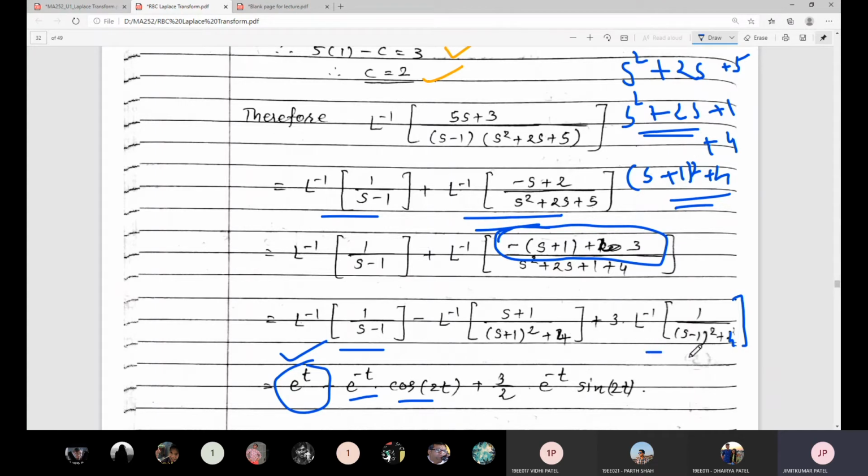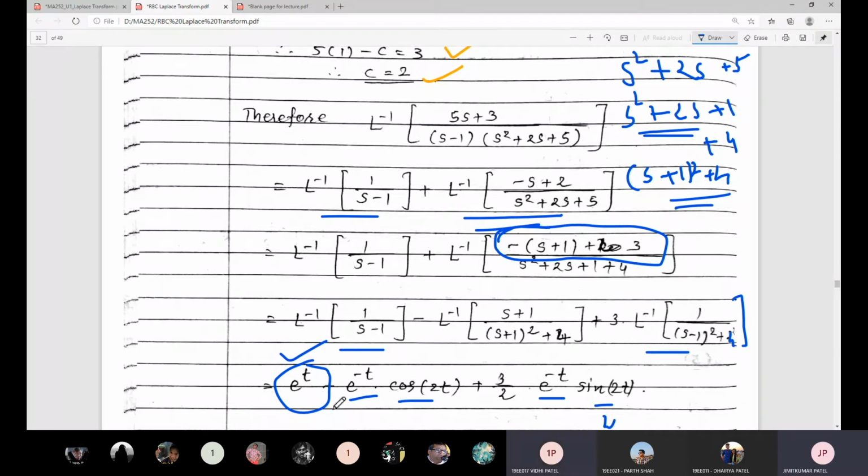Now if you talk about the third term, then 3 will be outside. Now the Laplace inverse of 1 upon s square plus 4, you will get sin 2t divided by 2. Am I right? Yes, sir. Okay, and here s is as s plus 1, so you have to multiply with e raised to minus t. Okay, so what is our final answer?